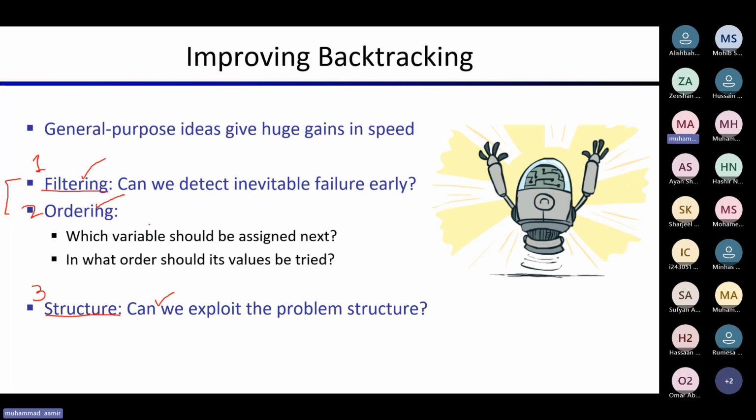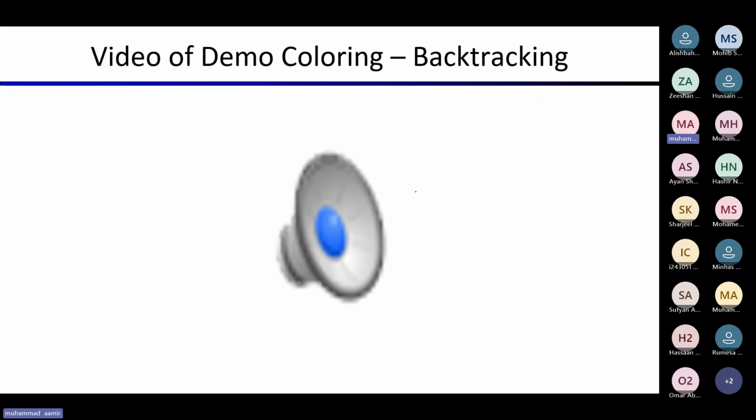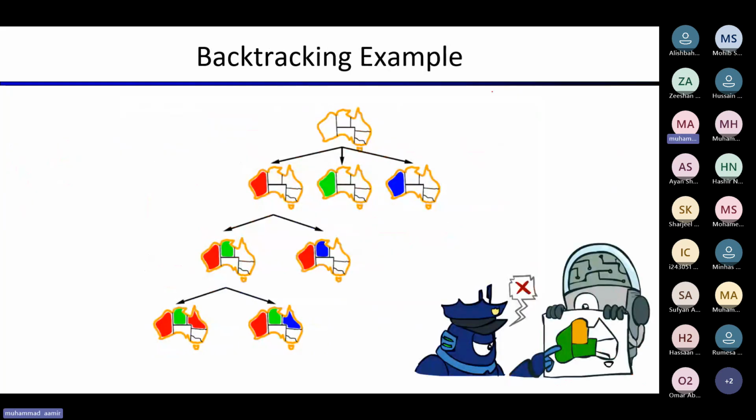Okay, let me tell you about filtration first. Filtration is basically asking: can we detect inevitable failure early? What does this mean? Remember, I discussed this example with you, and I said that when we do the first variable assignment, the first variable has all the possible values available in the domain set. You can assign red, you can assign blue, you can assign green, right?